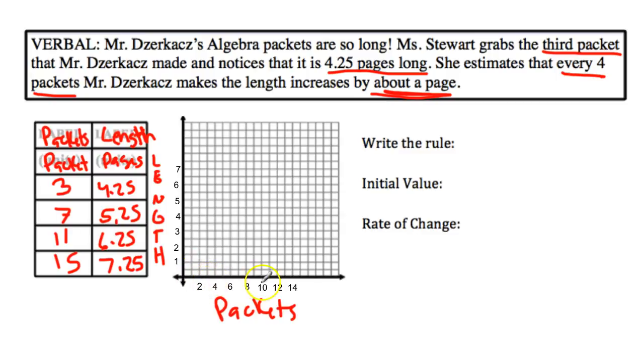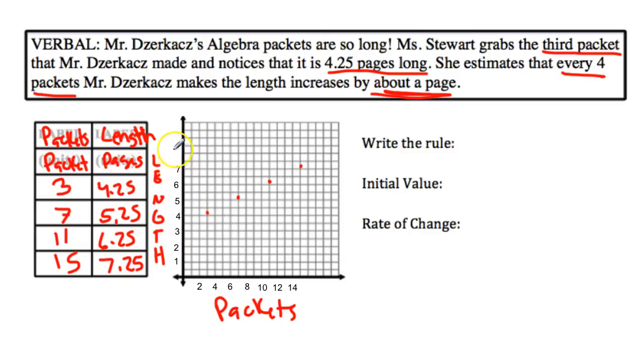So 3 packets, and I didn't put these numbers on your page, but you can put them in yourself. So when we're at 3 packets, it's 4.25 pages. So we can estimate right there. 7 packets, 5.25. Put that about right there. 11 packets, 6.25. Put that right there. And 15 packets, 7.25. And that goes right about there. So you can see if I connect these, it'll make a nice straight line.